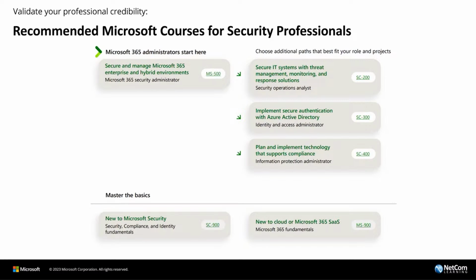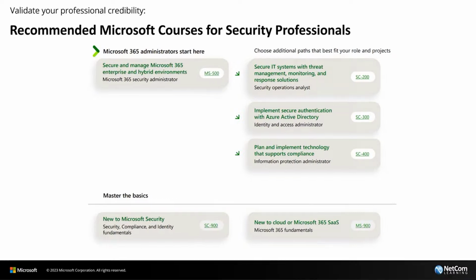The basics, though, that everybody needs to start with is SC 900, which is Microsoft Security, especially if you're new to it, and MS 900 if you're new to cloud or MS 365 SaaS-based applications and implementations. So those are both the fundamentals class and exam, and once you pass those and take the ones above that, you'll be considered a security professional from Microsoft's point of view.